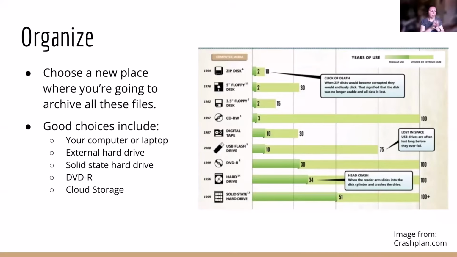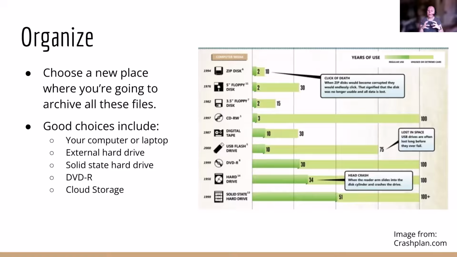All right, so we have our list. We have maybe 10 pieces of things to look through, different hard drives and computers. Now, before we start digging through our files and messing with all of those, we need to set up a place to put our files once we've started looking at them and renaming them. So you're going to choose a new place where you're going to archive all these files.